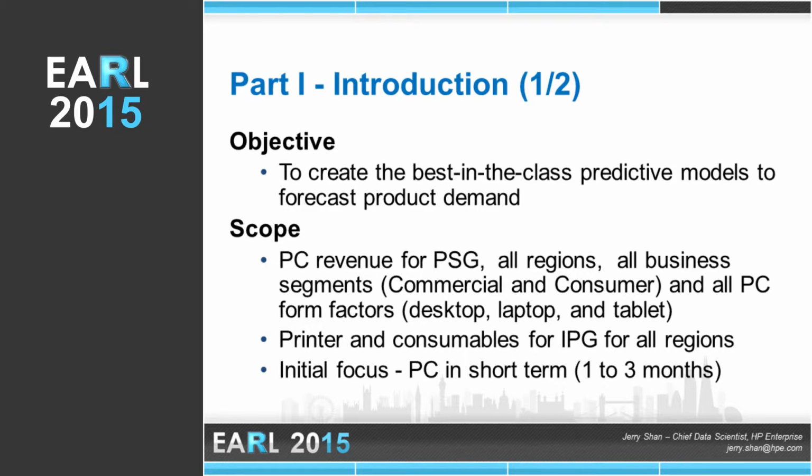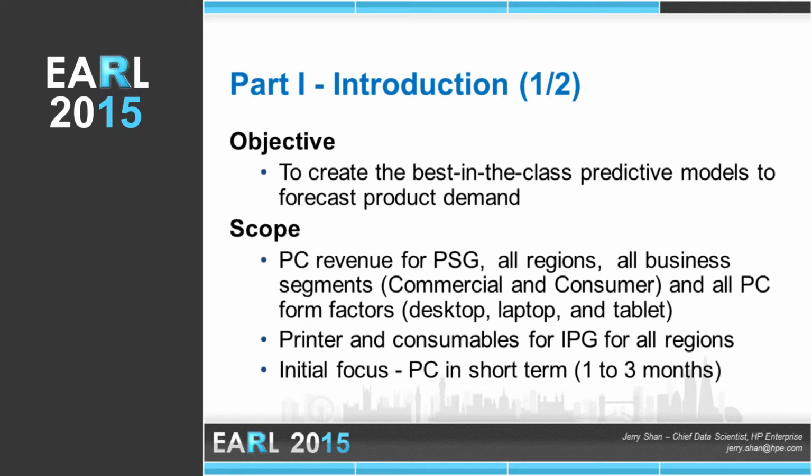We want to predict PC revenue for multiple business units, specifically for PSG. PSG stands for Personal Systems Group. That's the core business for printers and PCs, and all regions and all business segments. So basically, when we talk about business segments for PCs, you have three: desktop, laptop, and tablets, or mobile, that kind of stuff.